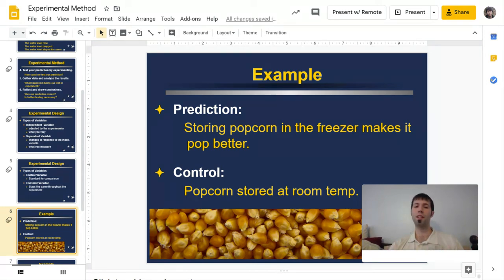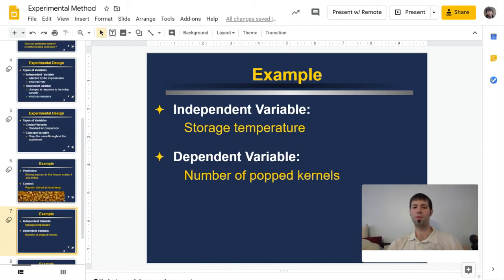My independent variable, that's something that I can control. So I can control whether it's stored in the freezer or the pantry. So if I'm going to design an experiment, maybe I put one bag in the pantry, one bag in the freezer, and then see which one pops more kernels. So in that case, my independent variable would be the storage temperature. Is it going to be stored at room temperature or below freezing? My dependent variable, again, is what I'm measuring, so the number of popped kernels. And here's the answers here. Independent variable is my storage temperature. Dependent variable, my number of popped kernels.